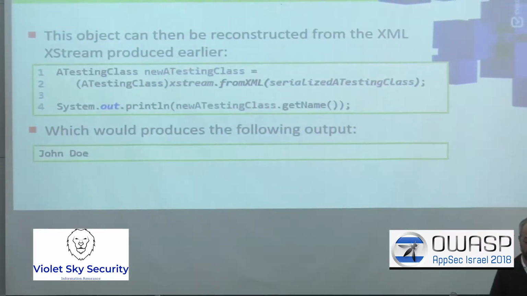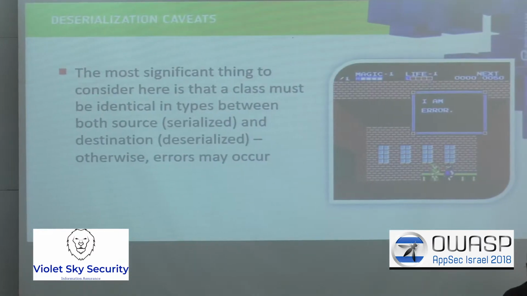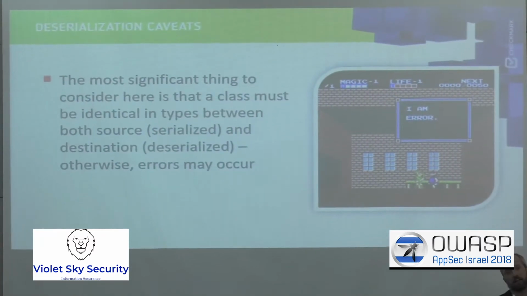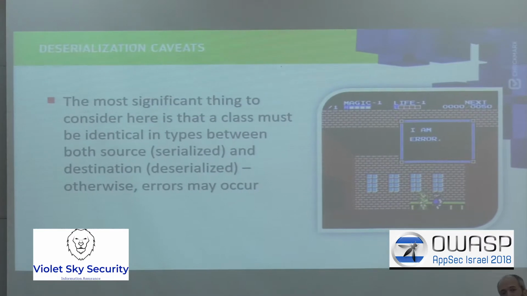Taking the XML and reconstructing it is just as simple. I take my serialized testing class, and I use XStream to read it back into an object form. So running the getName method on my testing class will simply return the name that we've stored earlier inside the XML.